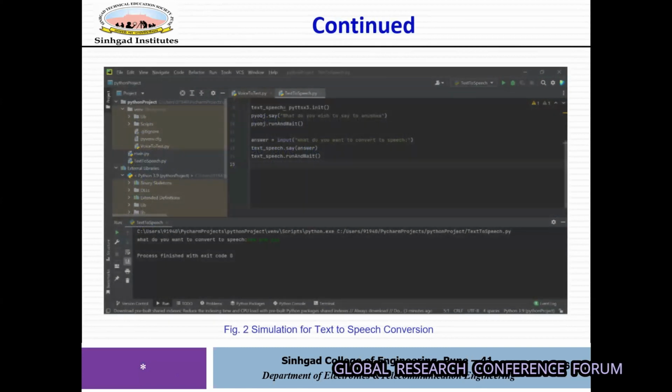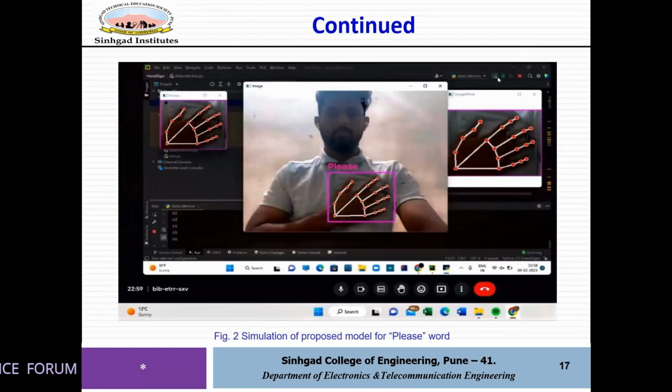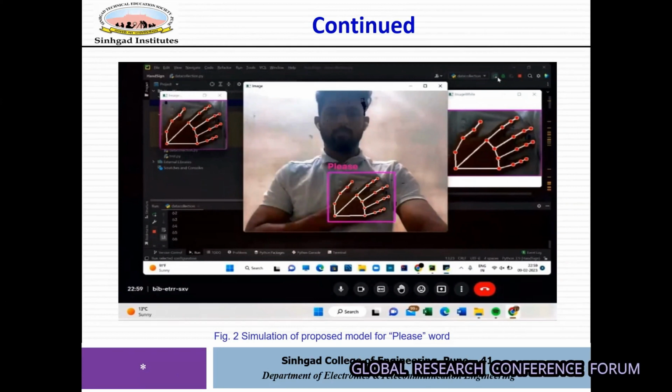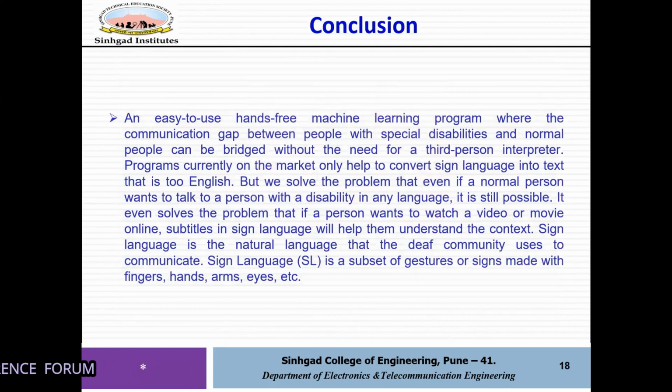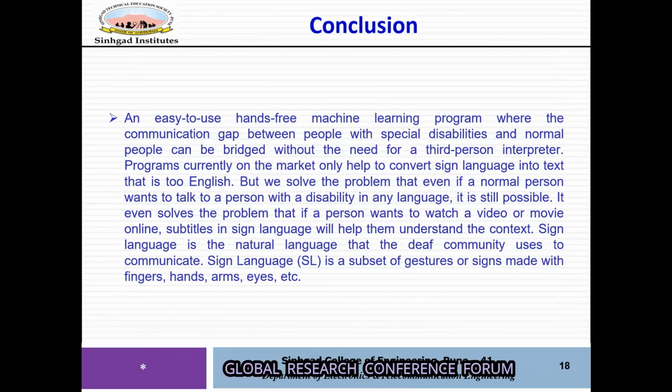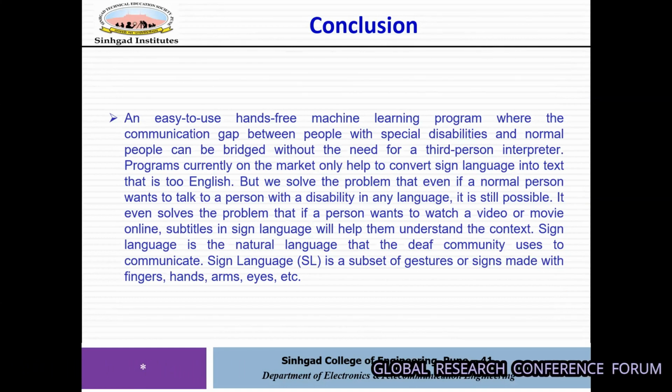These are our simulations that we have done in our project. In this picture, you can see that the box is indicating the sign language that is done by the boy. And even we can hear a audio output when please is done, so that the person in front can hear without knowing what the ASL language actually is. So our project is an easy to use hands-free machine learning program where the communication gap between people with special disabilities and normal people like ourselves can be bridged without the need of a third person interpreter.